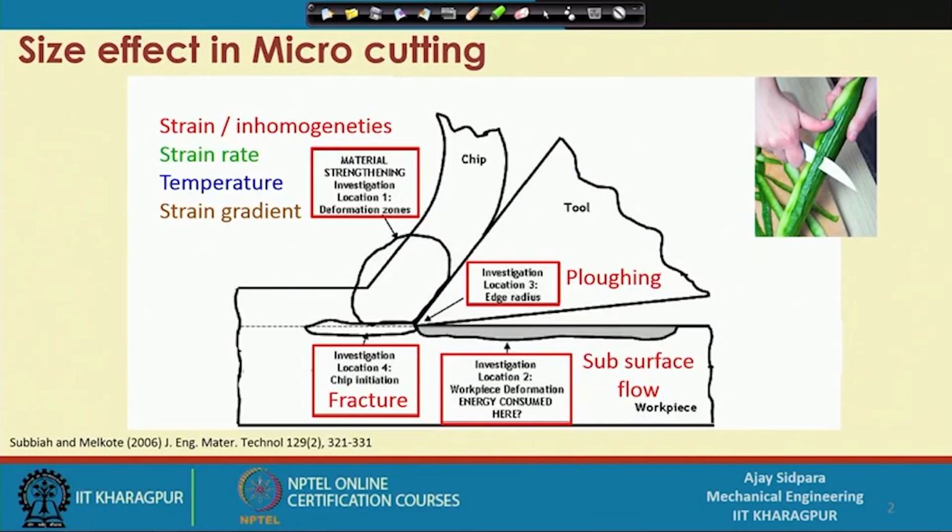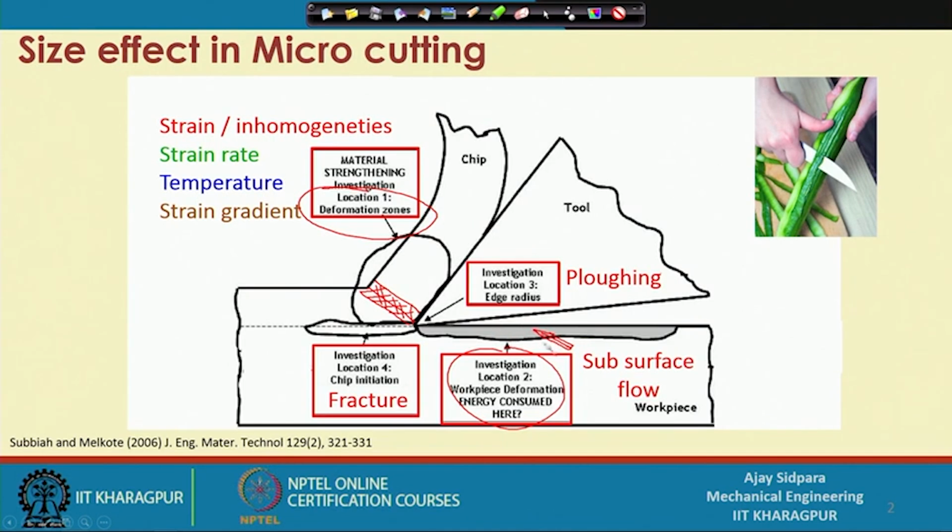So, this is the first diagram we have seen, and if you look at it, we have targeted 4 locations. This is location 1, that is the deformation zone, and we have seen that there is a slip band through which the material starts deforming from the uncut chip thickness to the original chip thickness. And then the second one was the material deformation or the workpiece deformation, where we look at what happens at this particular level, because this is the part which we have desired out of this machining process.